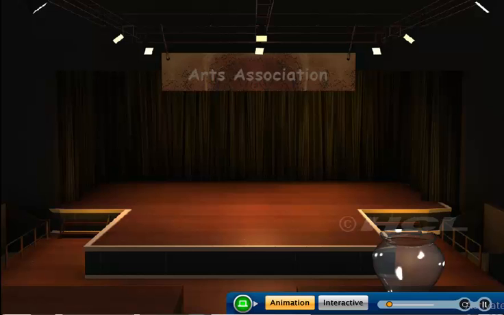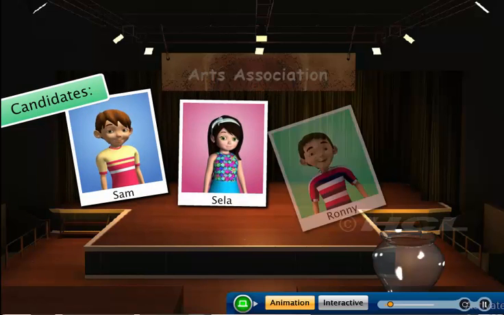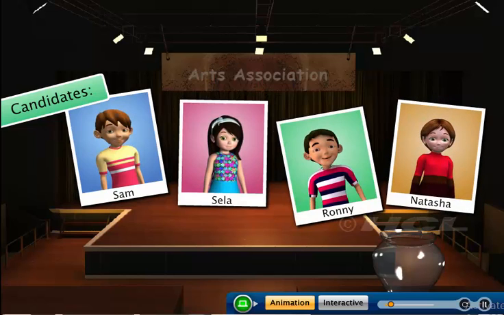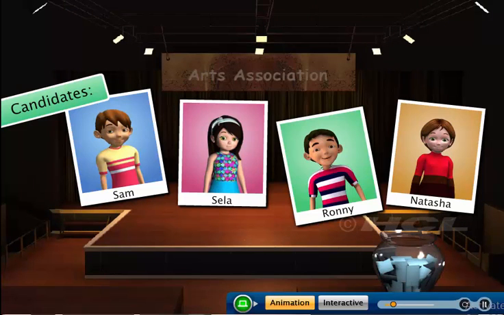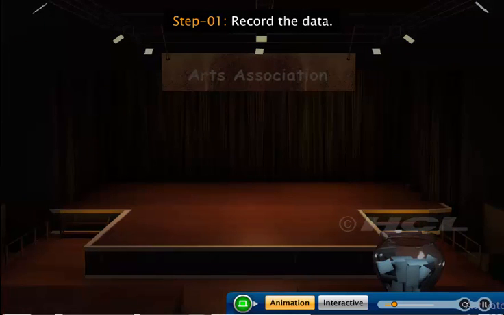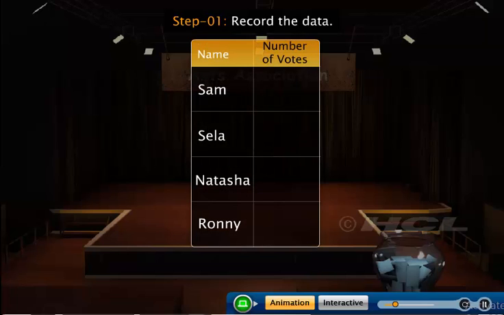The Arts Association is electing a new president. Sam, Sela, Ronnie and Natasha are the candidates for the post of president. The 48 members of the association have cast their votes. Now, let's draw a pictograph. We first need to record data using any format such as tally marks or a table.